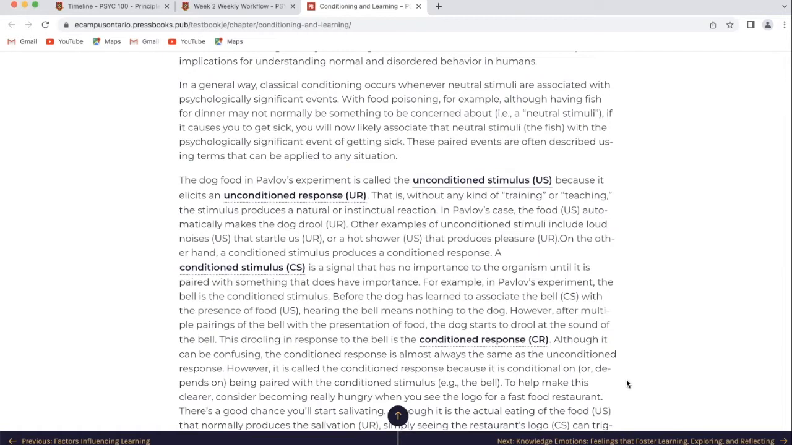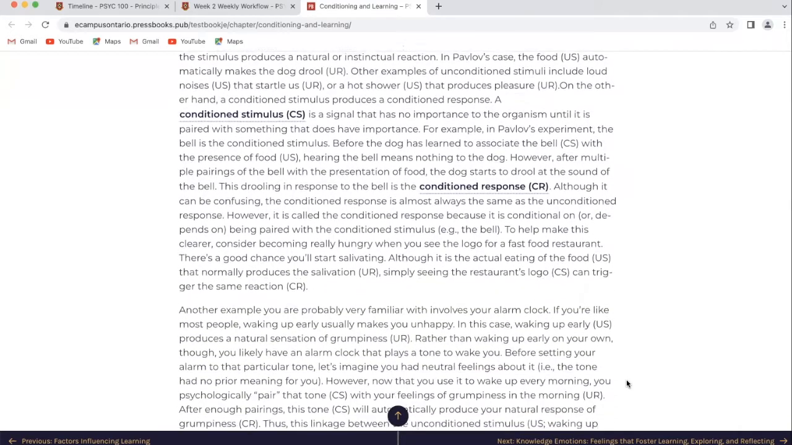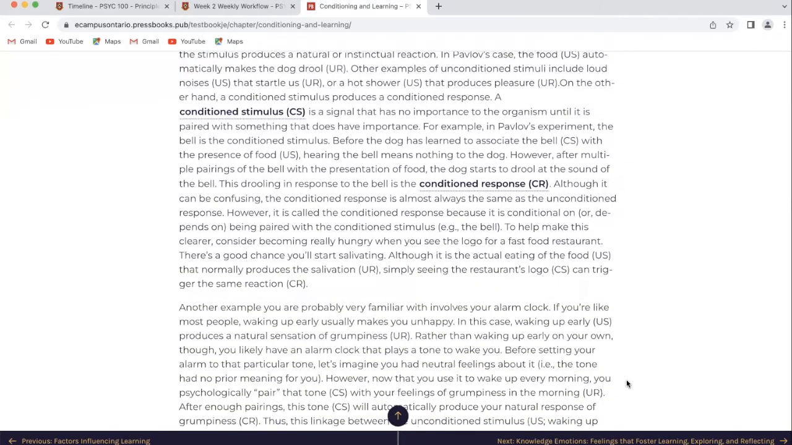Other examples of unconditioned stimulus include loud noises that startle us, or a hot shower that produces pleasure. On the other hand, a conditioned stimulus produces a conditioned response. A conditioned stimulus is a signal that has no importance to the organism until it is paired with something that does have importance. For example, in Pavlov's experiment, the bell is the conditioned stimulus. Before the dog had learned to associate the bell, the conditioned stimulus, with the presence of food, hearing the bell means nothing to the dog.